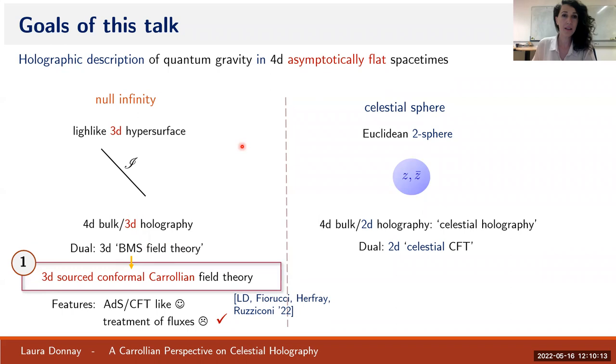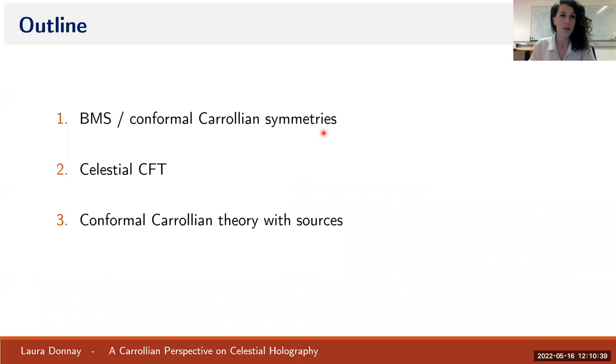And the second goal of this talk will be to tell you that actually these two approaches are not irreconcilable, but instead there is a natural map, and we can actually relate these two approaches. And maybe that's a nice thing to do rather than focusing on one or the other, that they are two equivalent and related approaches to the problem. So that's what I want to tell you.